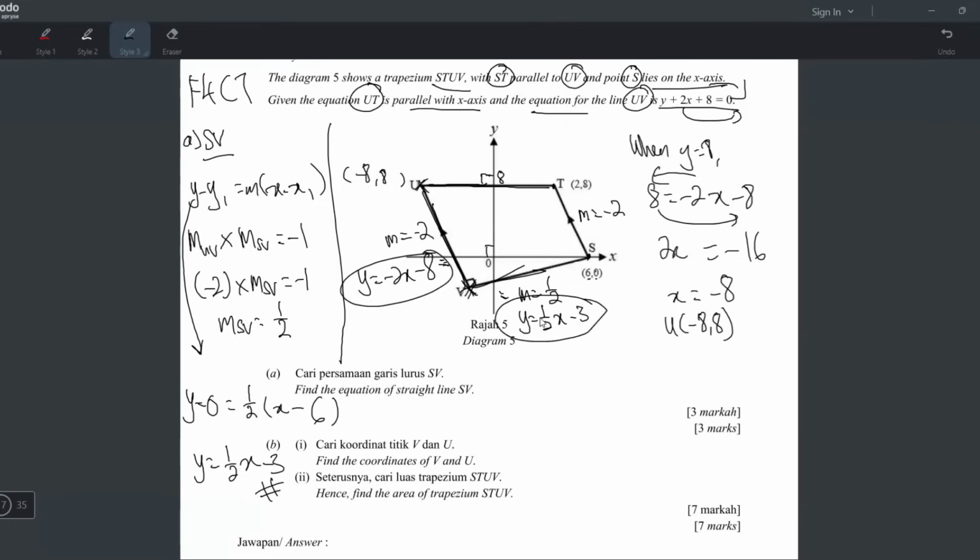You do simultaneous lah. Okay, you can see both the equations, their Y is already single. Y equals. So I will use the substitution method. I will straight away do Y equals Y because their Y is already single.